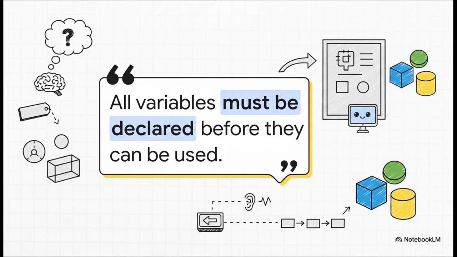Now there's a really strict rule here, and it's super important. A programmer can't just use one of these memory boxes whenever they feel like it. They have to declare it first. It's basically like telling the computer ahead of time, hey, just so you know, I'm going to need a box, I'm going to call it total, and I'm only going to put numbers in it. It just keeps everything neat and tidy.